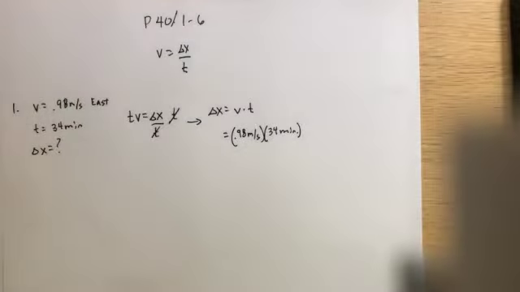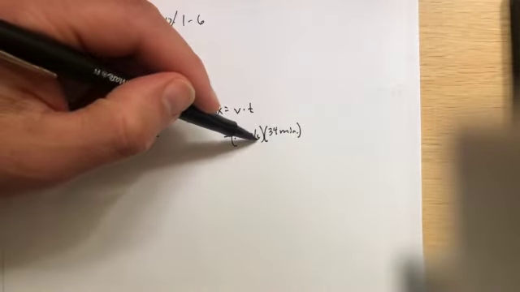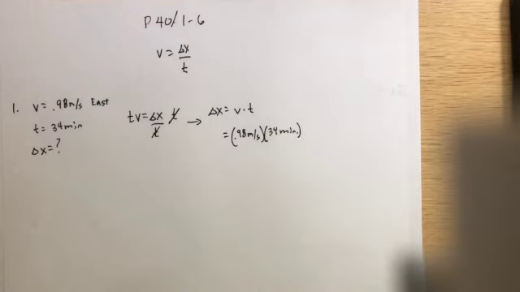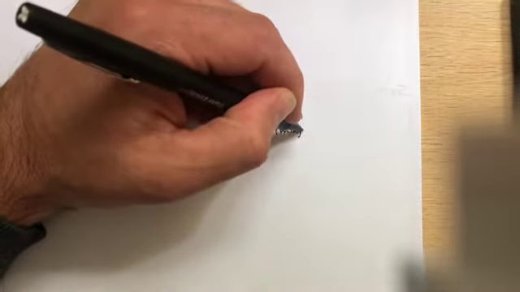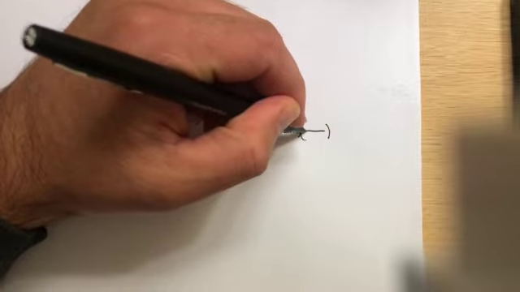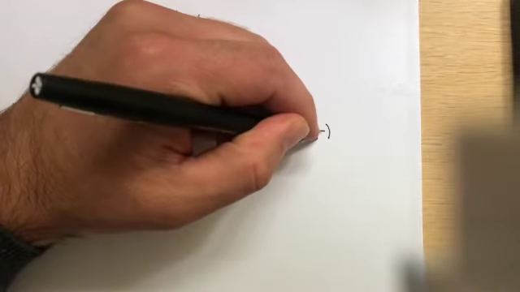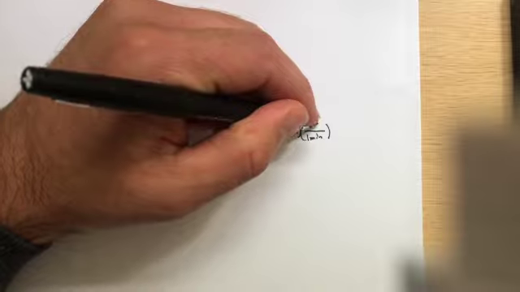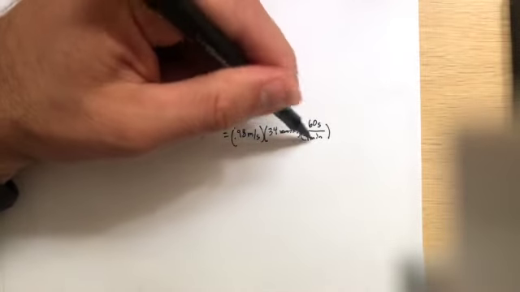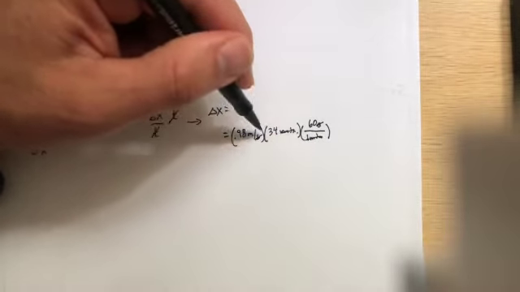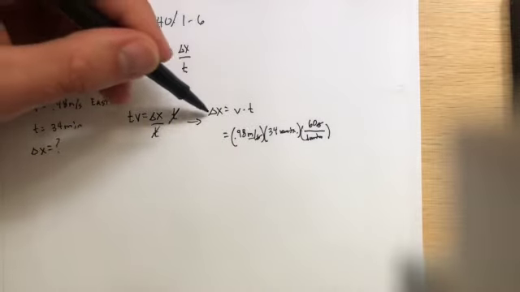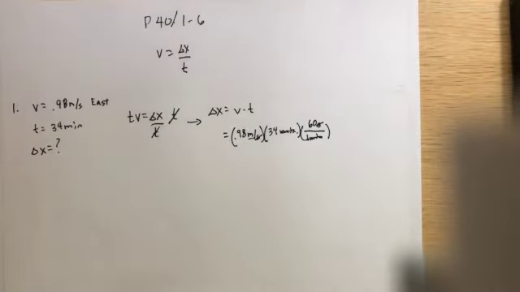Now, there's a problem here. Minutes and seconds are obviously not the same. I have to convert minutes into seconds so that we're comparing apples to apples. I know 1 minute is the same as 60 seconds. Minutes will cancel out minutes, seconds will cancel out seconds, and I'm going to be left with meters, which makes sense because I'm looking for delta x.